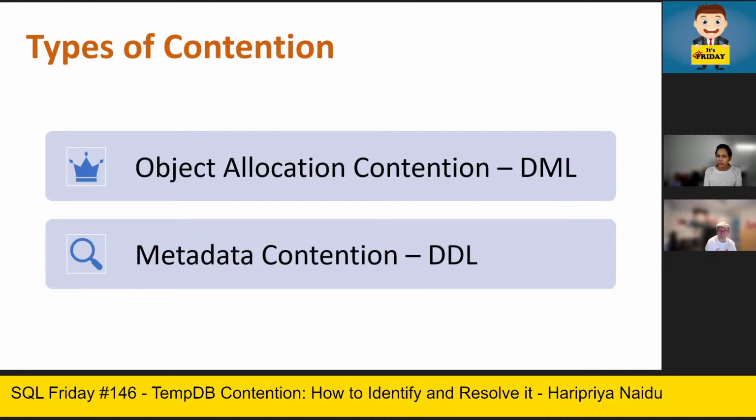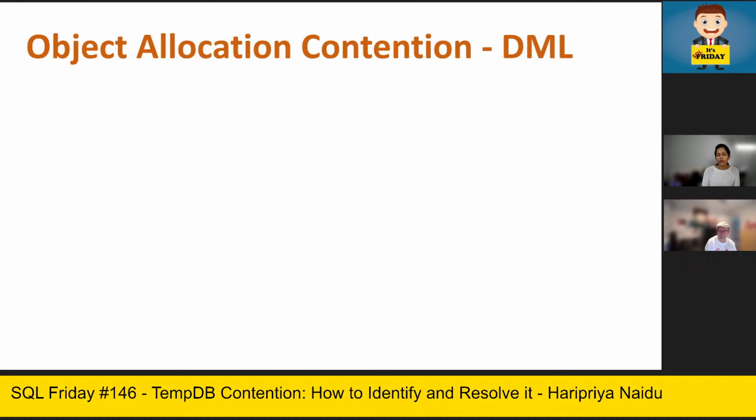The first one is object allocation. How does SQL Server allocate an object? To allocate an object, SQL Server needs to know which page is full, or how much of a page is full, which page is allocated, and how much of a page is allocated. All this information is provided by three special pages called PFS, GAM, and SGAM.